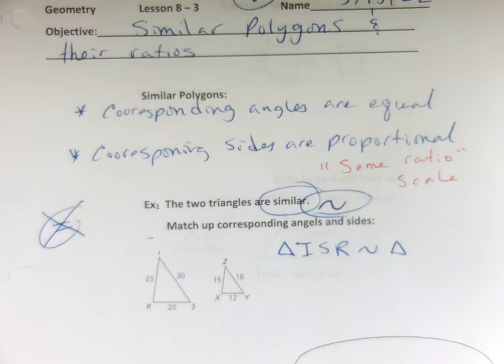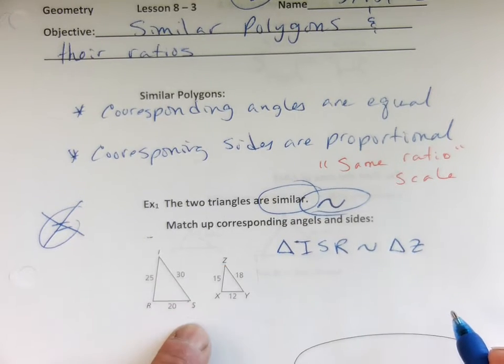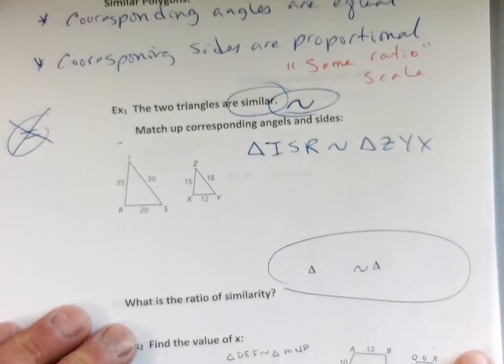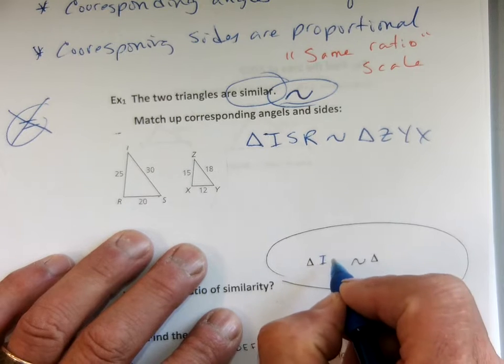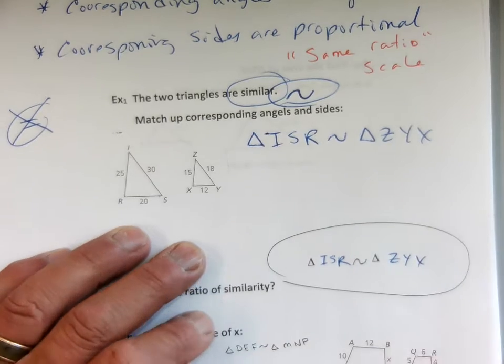I've got to write Z, Y, R, or Z, Y, X. So you're totally right, Scott. I'm not going to write that at all. I've got to put the exact same order down. So I'm going to write it as, let's see, I goes to Z, right? And S goes to Y, and R goes to X. Okay, so down here, we're going to put triangle ISR is similar to triangle ZYX. Okay, right? Does that make sense?